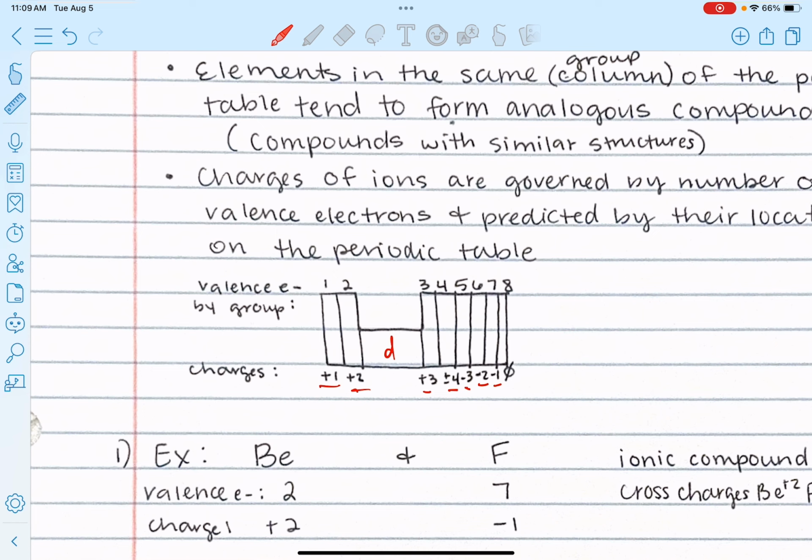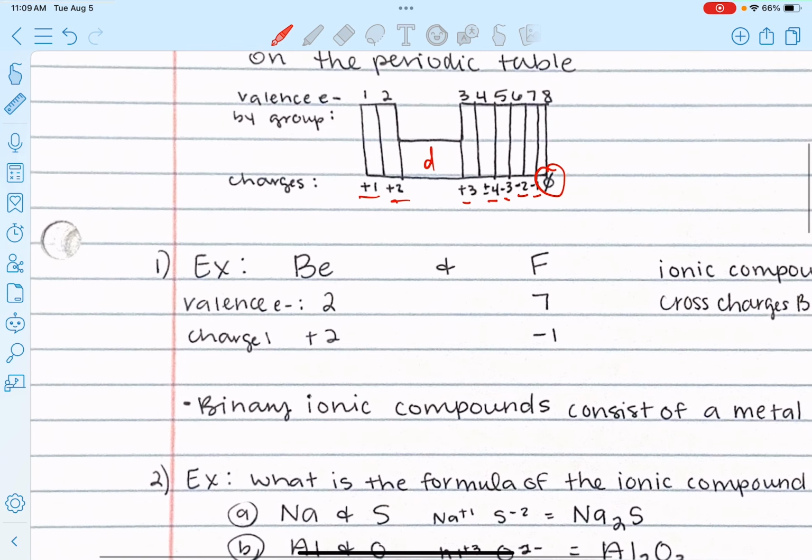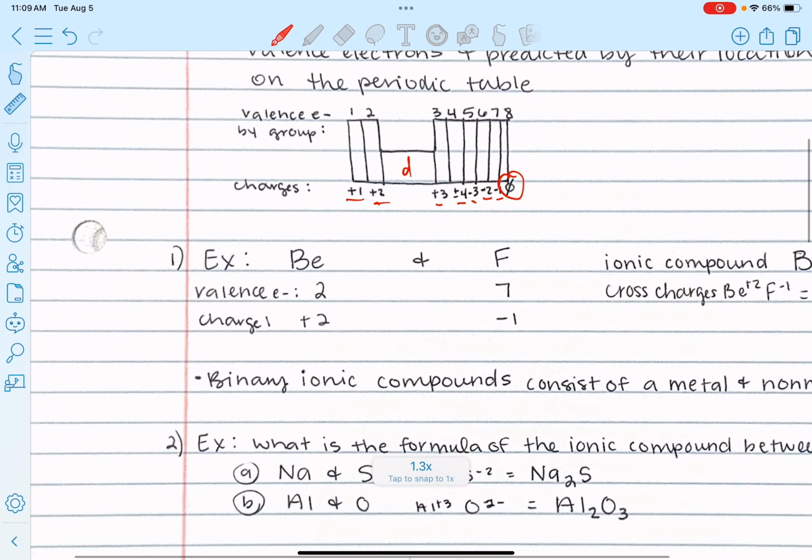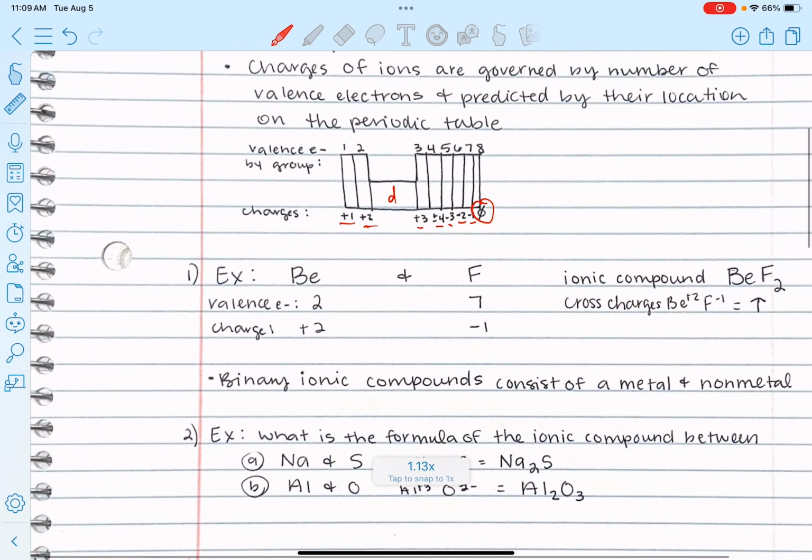Group 18, those are your noble gases, right? So they do not tend to form ions because they do not have a tendency to gain or lose electrons, because they are very stable. They have a full outer shell and they are very stable in their neutral state. Okay, so let's look at one example here.